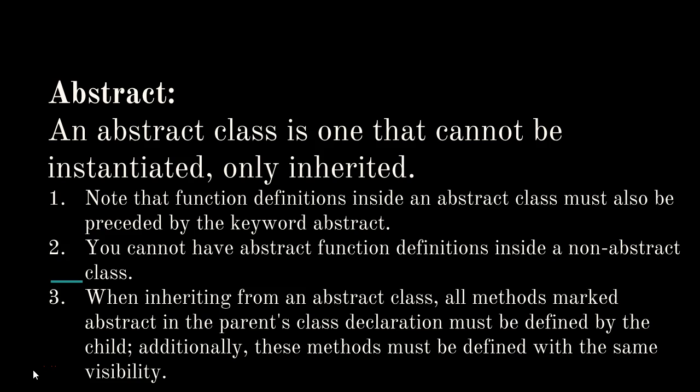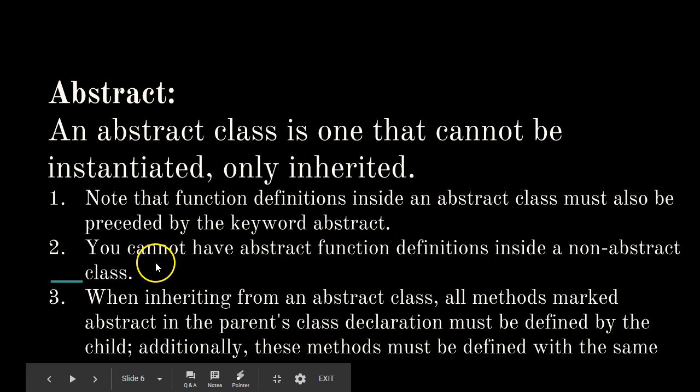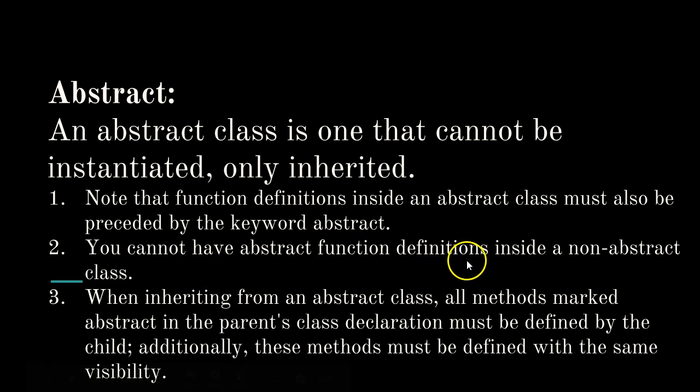So in this video, we're going to look at abstract classes, and I'm going to read out what is here, then I'll explain it in simple English. An abstract class is one that cannot be instantiated, only inherited. Note that function definitions inside an abstract class must also be preceded by the keyword abstract. You cannot have abstract function definitions inside a non-abstract class.